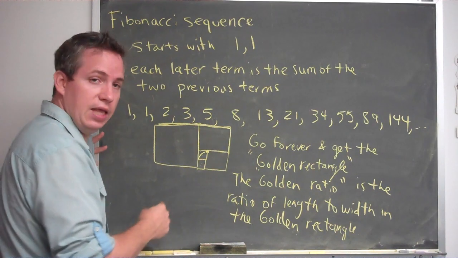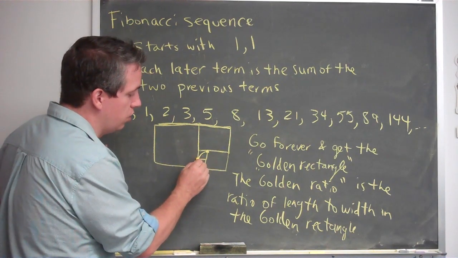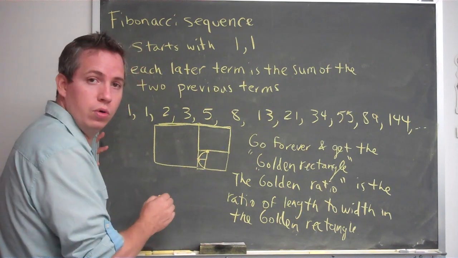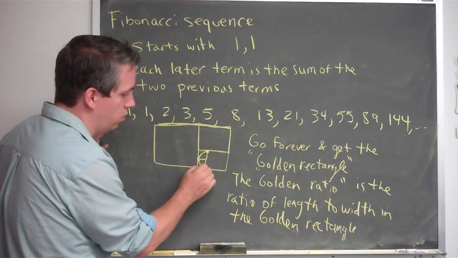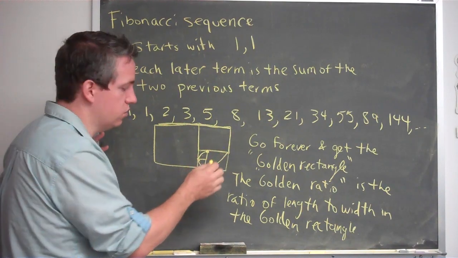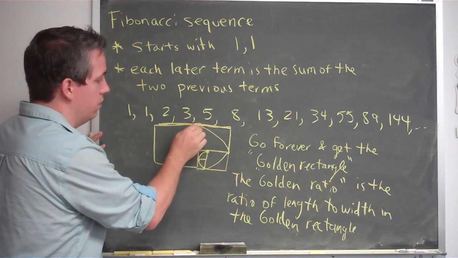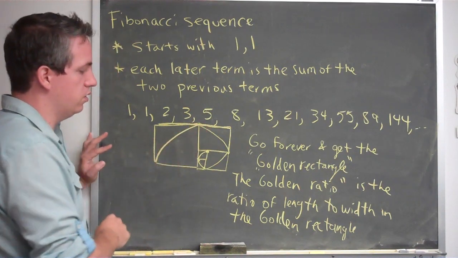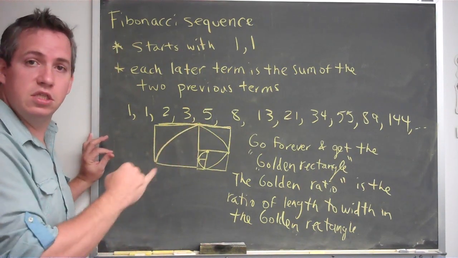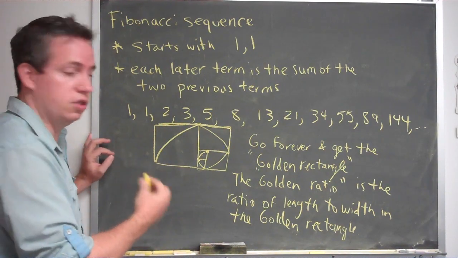Now when I do that, I land in the upper left-hand corner of the second square. And so I could keep on drawing arcs by going to the opposite corners of the square. So I'll go to the opposite corner, the lower right-hand corner, then the upper right-hand corner of the third square, then the upper left-hand corner of the fourth square, and then the lower left-hand corner of the fifth square, and so on and so forth. This spiral that's created, and if it keeps on going on forever, is called the golden spiral.